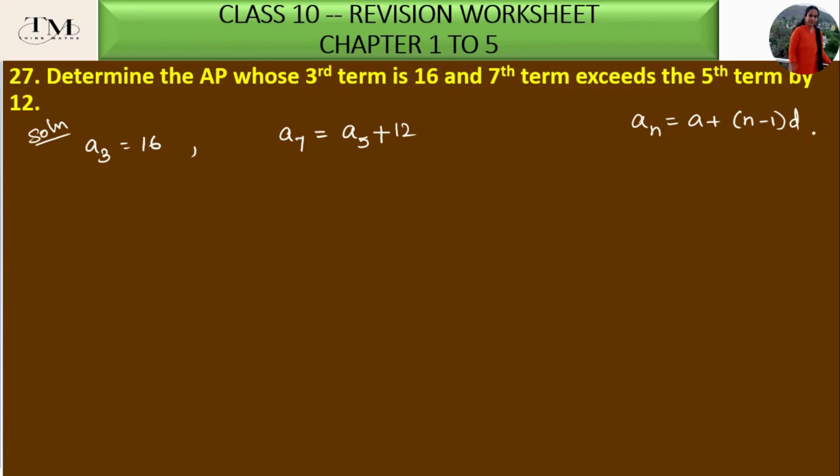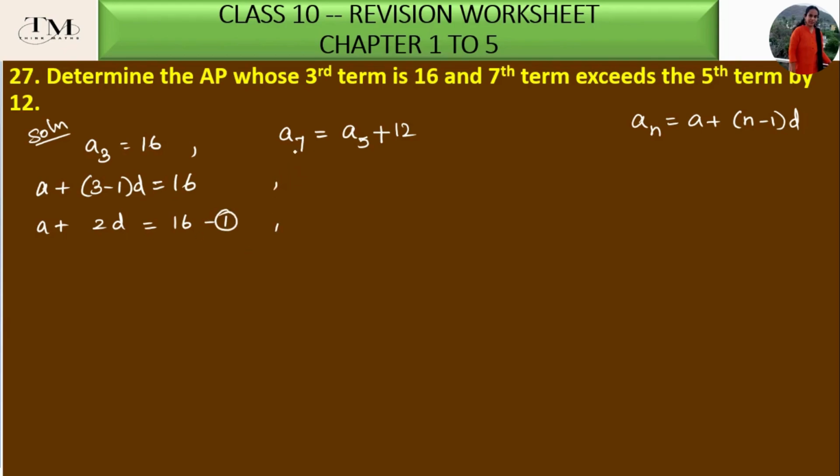A is the first term, D is the common difference, and N is the number of terms. So here A3, that means N is equal to 3. Then A3 will be equal to A plus 3 minus 1 into D. So in this formula, we should apply N is equal to 3, which is equal to 16. That means A plus 2D equal to 16. So this is one equation.